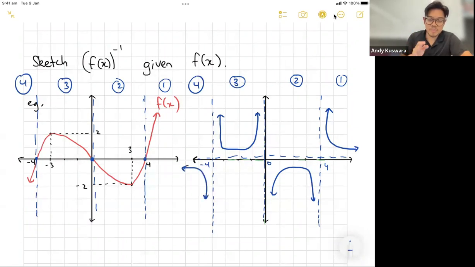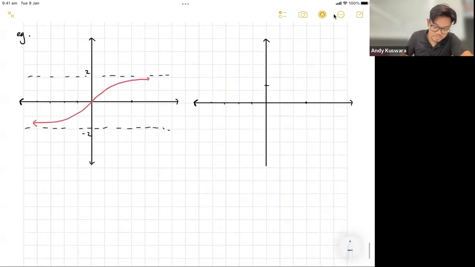Now, if you need to stop that, rewind it, play it again, make sure you're understanding that. How did I draw in the asymptotes? And how did I know which shape or which way everything would go? Now, if you're happy with that, I've got one more example, slightly different.